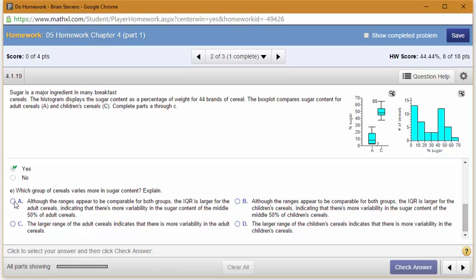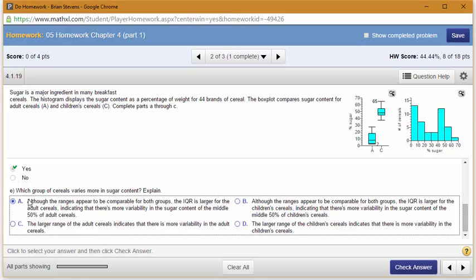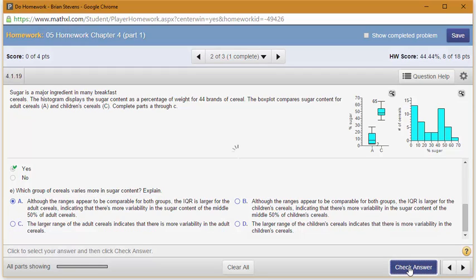We need to go over to this one right here. So they both have about the same range because when we talk about variation, that would be spread. So the variation in adults is the same for the range of children, but the IQR is a little bit bigger, and IQR is a measure of spread, and spread is variation. There we go.